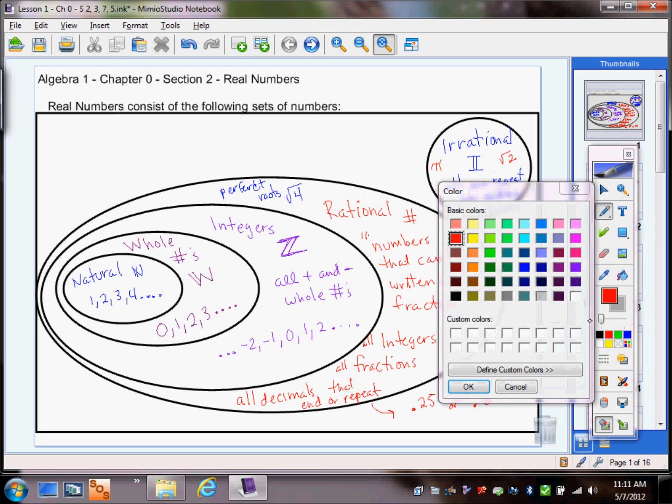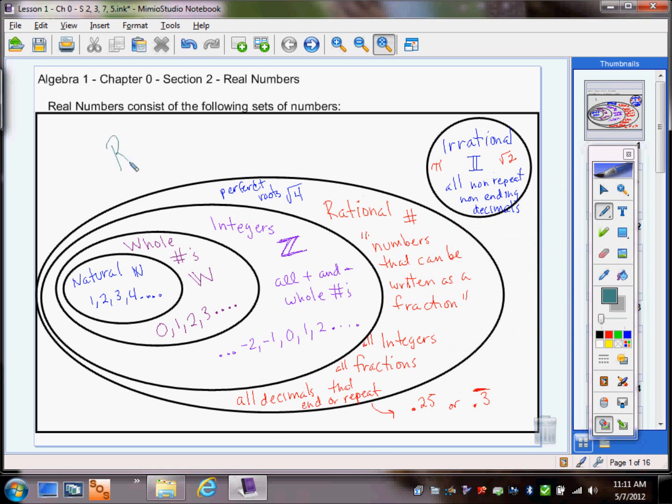And all together, these are all part of the real numbers. So this is like the real number family. And these guys all fit inside of each other nicely and neatly. So if you're a natural number, sorry, I said that wrong. If you're a natural number, that's the smallest set.